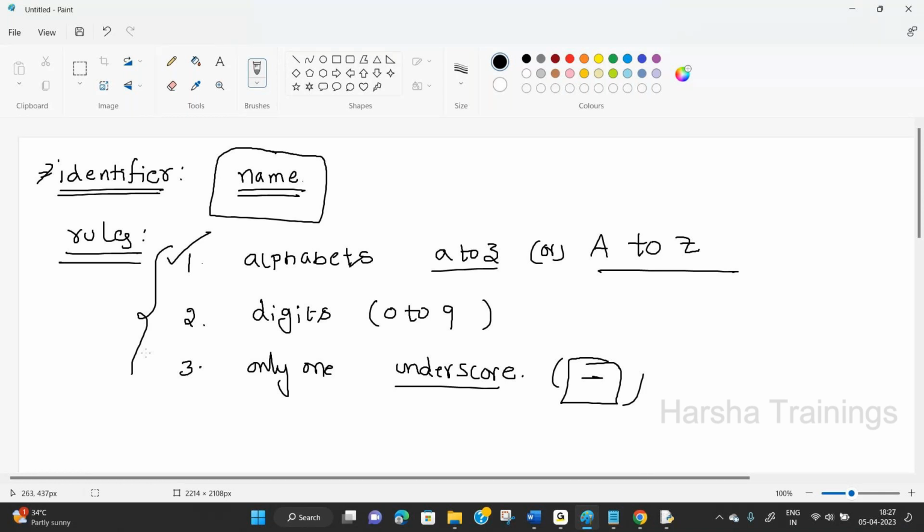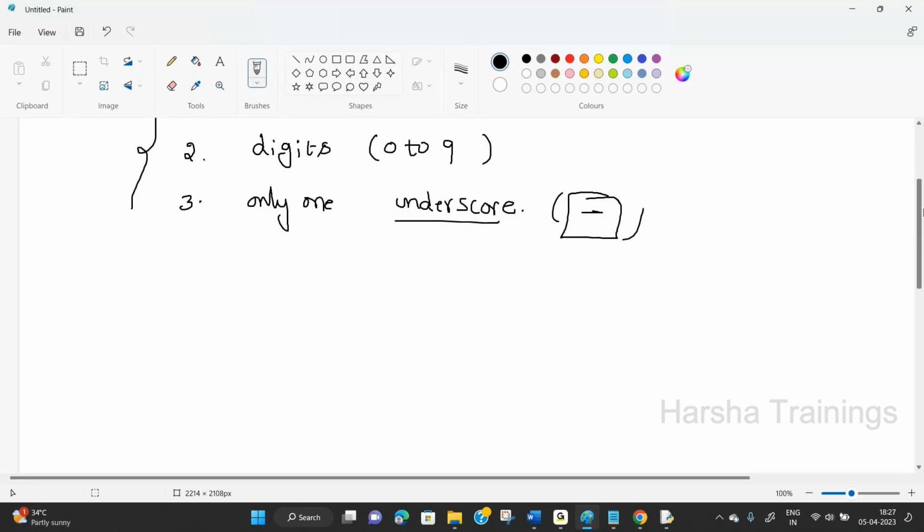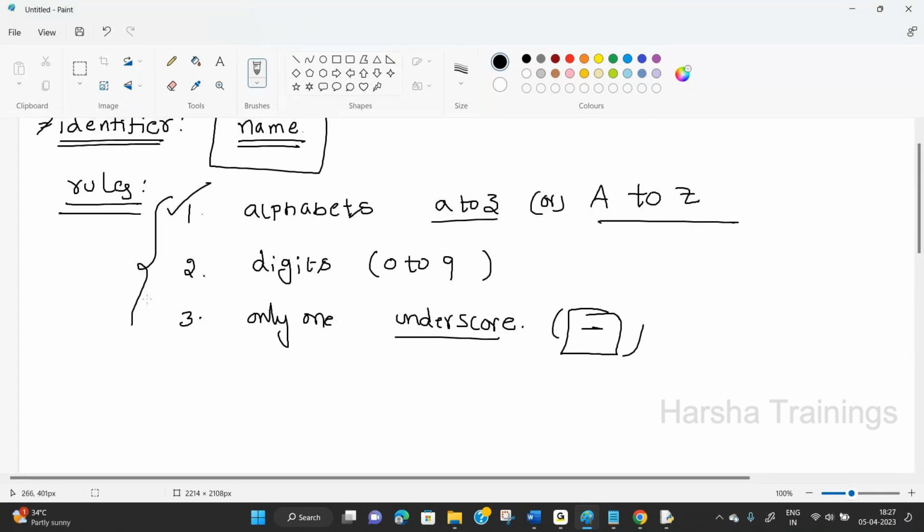Now the important thing is, suppose I give a name, the name does not start with a digit. The name must and should start with either an alphabet or an underscore only. For example, see this one.